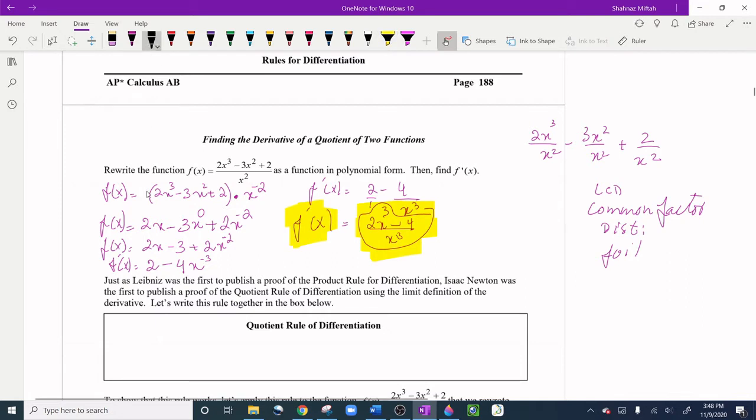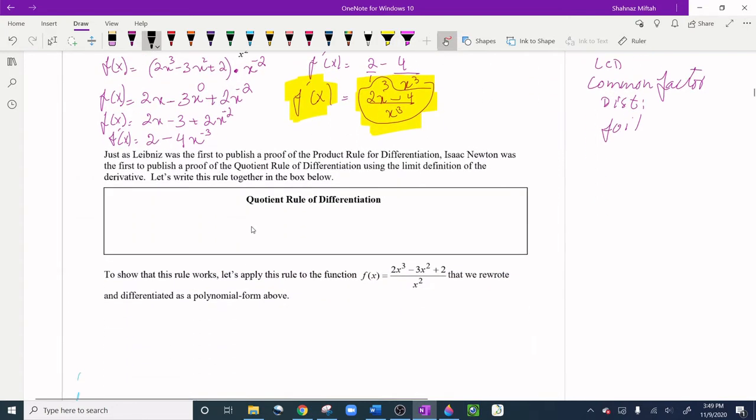Now let's find out what the quotient rule is. If you pay attention, I rewrote the question and I just applied exponential properties. Same base multiply, you add exponents, same base divide, you subtract exponents, and then I applied a simple power rule derivative. Now we're going to look for the quotient rule. What is the quotient rule?